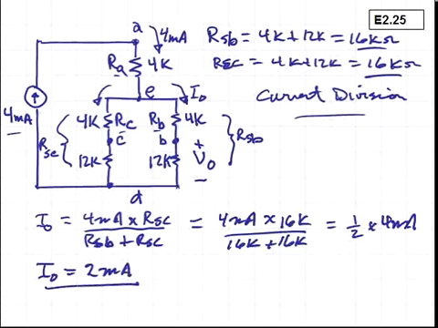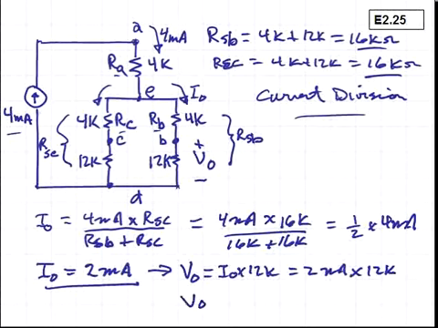And now we're in a position to calculate V sub O. V sub O will equal I sub O times 12K. That will equal 2 milliamps times 12K. Or V sub O is equal to 24 volts.